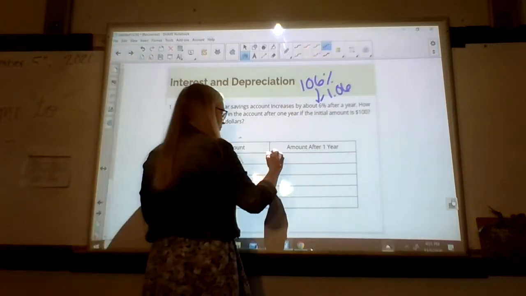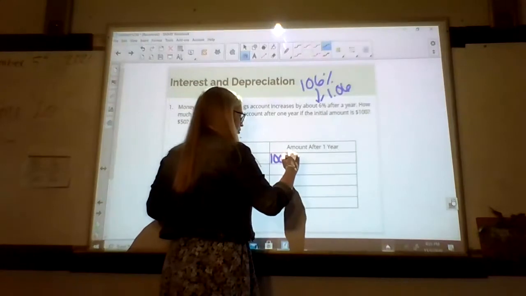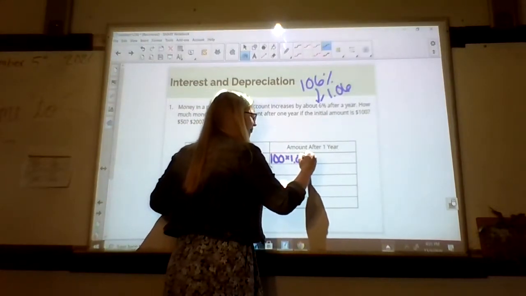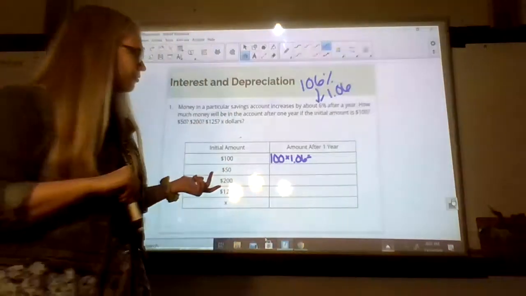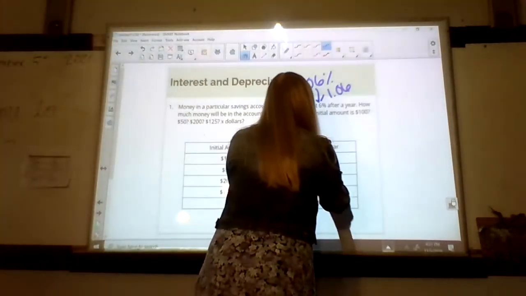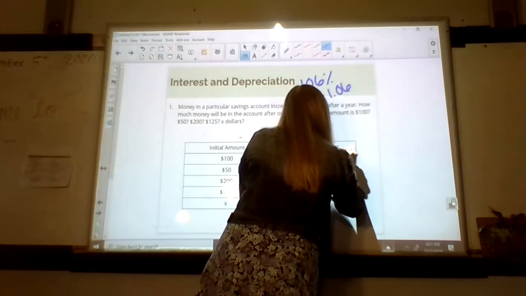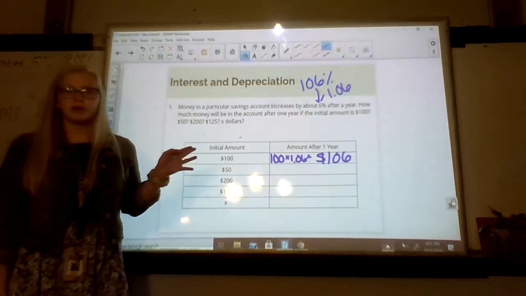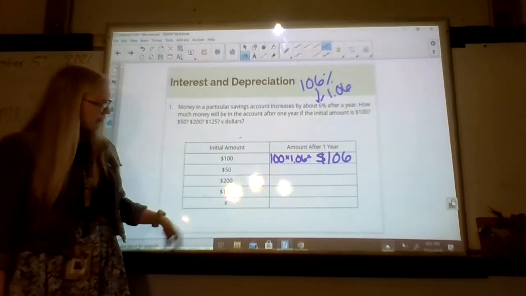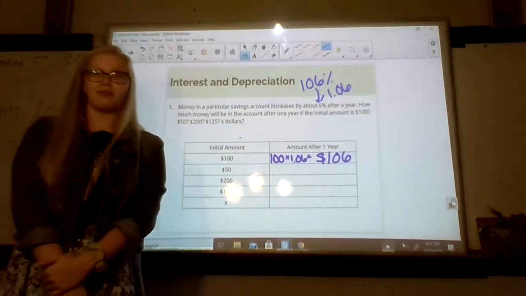So our first one, 100 times 1.06. Oh, this looks very familiar from our warm-up. So 100 times 1.06 is our $106. Now that we did the first one together, I want you to try out the rest of the table yourself. Take about 5 minutes.